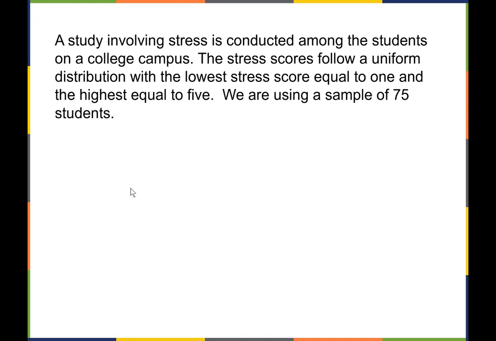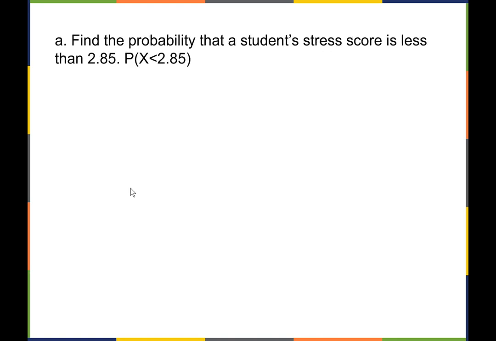A study involving stress is conducted among the students on a college campus. The stress scores follow a uniform distribution, remember that guy? With the lowest stress score being equal to 1 and the highest being equal to 5. We are going to use a sample of 75 students. All right. First, let's find the probability that an individual student's stress score is less than 2.85.